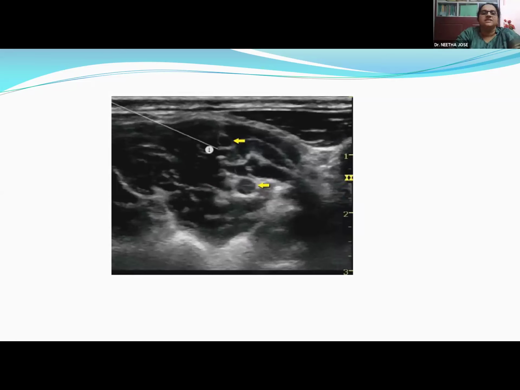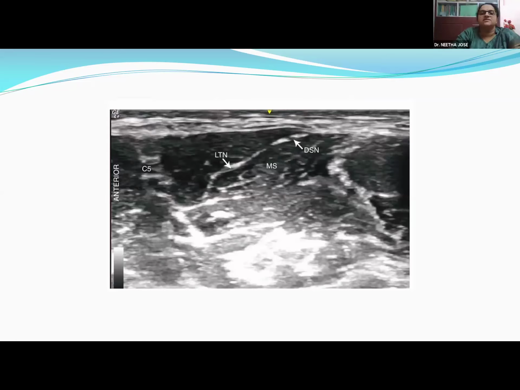Usually, the needle is inserted from lateral to medial. This is to prevent injury to the phrenic nerve, which is typically located anterior to the anterior scalene muscle. Although one should be aware that the dorsal scapular nerve and the long thoracic nerve usually go through the middle scalene, and those could also be injured. So you should be careful while placing the needle from lateral to medial.